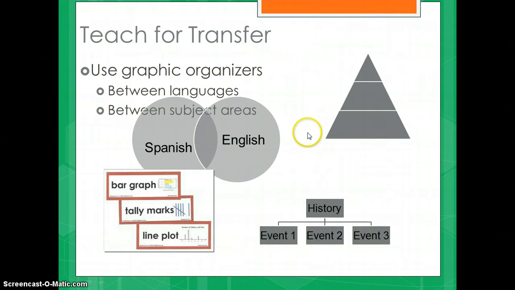You can also use the same graphic organizers between subject areas. So let's say your students are used to seeing the Venn diagram in social studies. Well, then you can also have them use it in math, and then also have them use it between languages so that the graphic organizer becomes something that is very familiar to them, that then becomes a bridge for transferring.